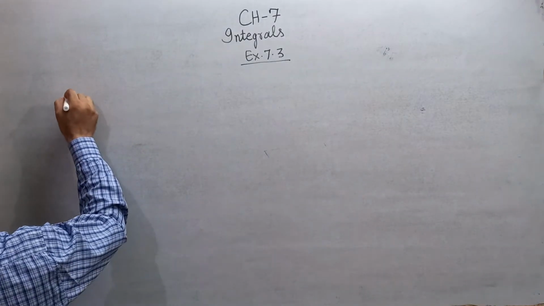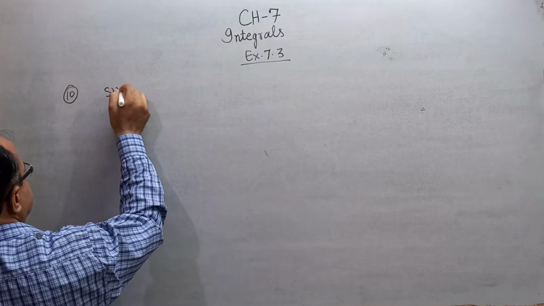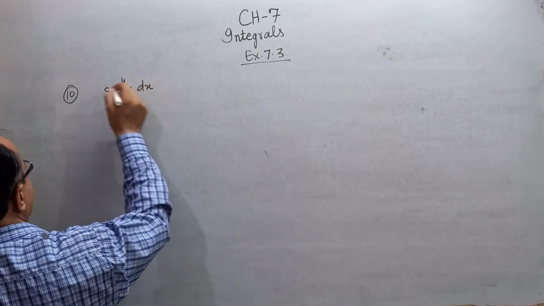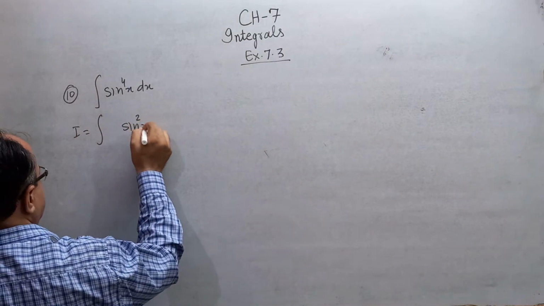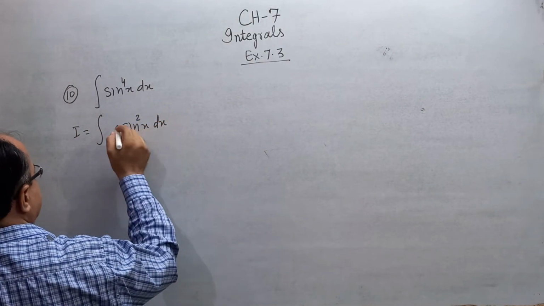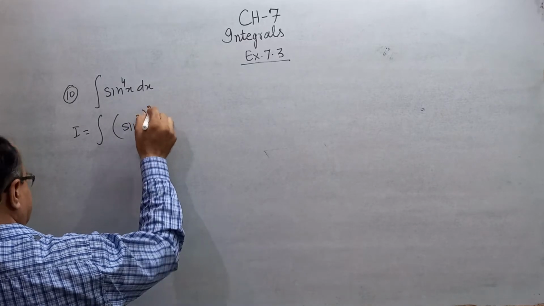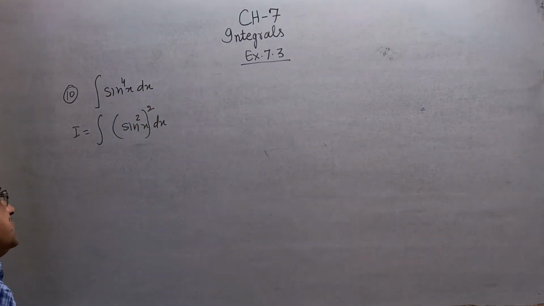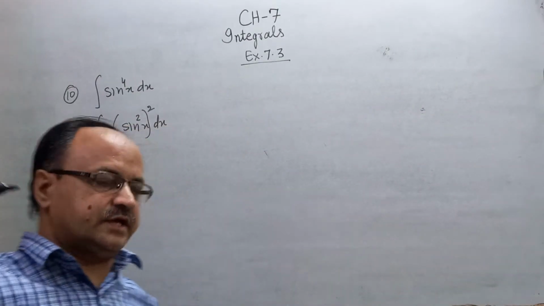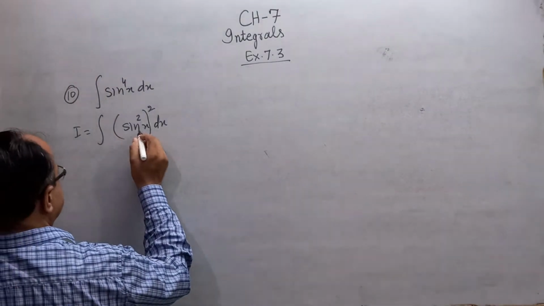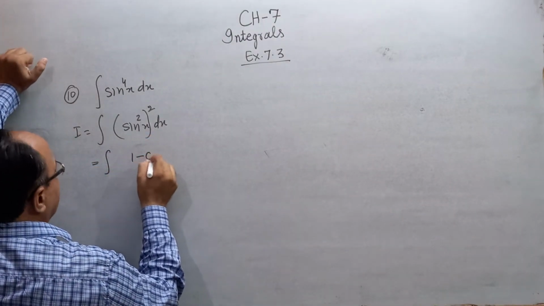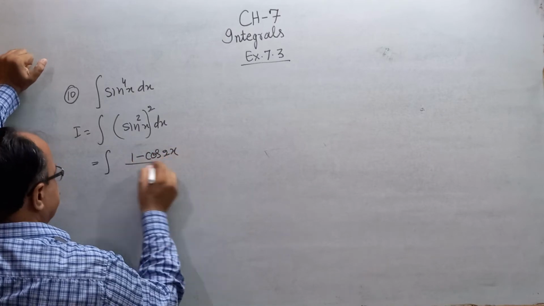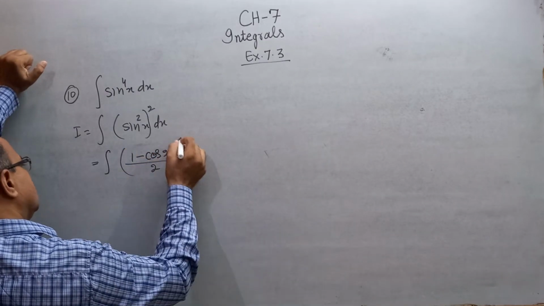Question number 10: integration of sin to the power 4x dx. You can write sin to the power 4x as (sin square x) whole square. And the formula for sin square x is (1 minus cos 2x) by 2, whole square dx.